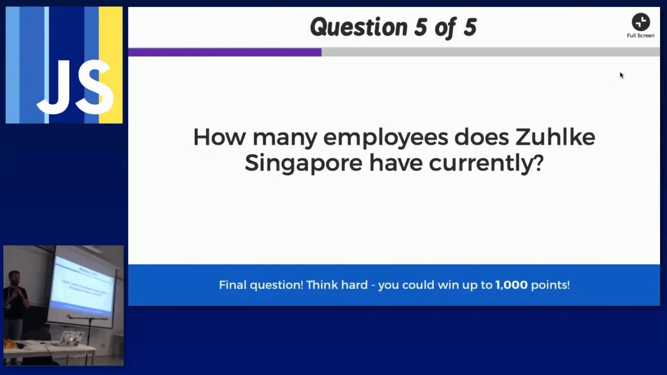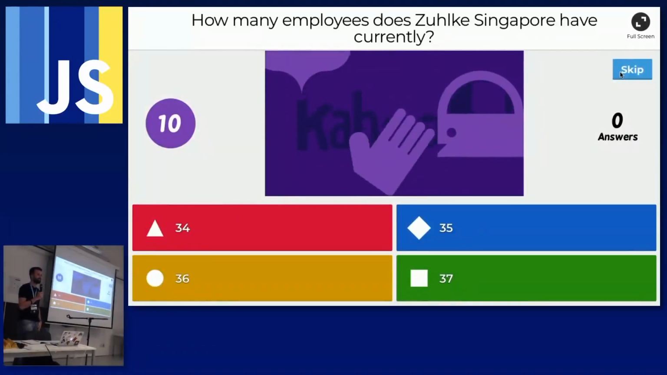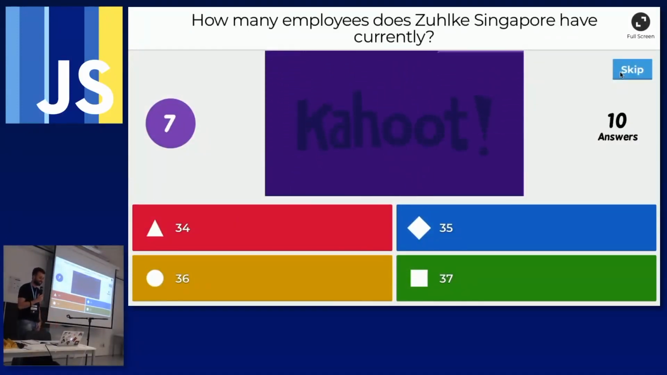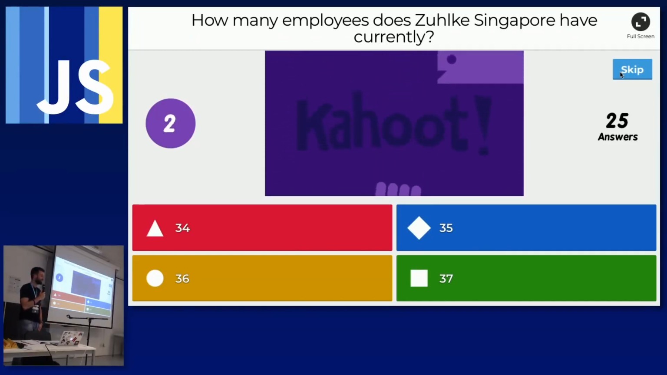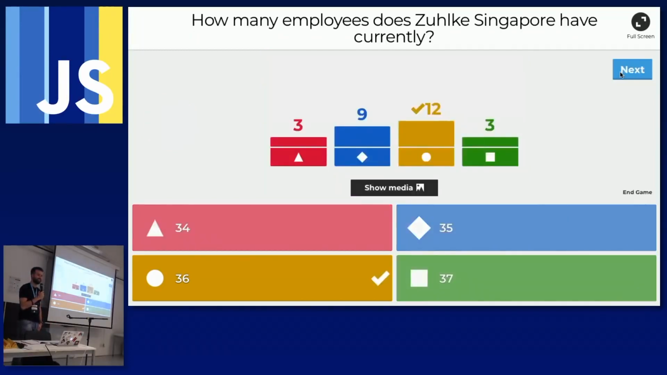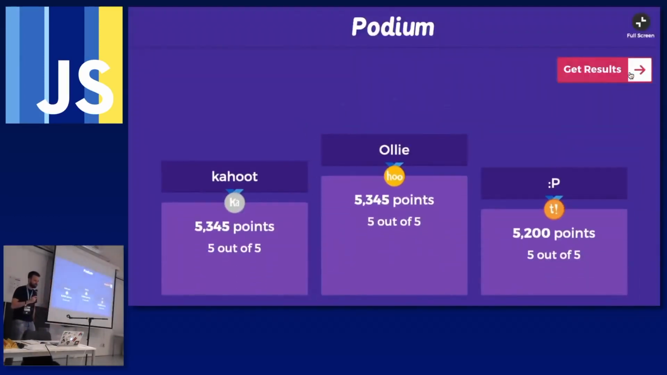How many employees does Sulka Singapore have currently? I mean, there has to be one to decide, right? So is it 34? Is it 35? Is it 36 or 37? Oh, that's a nice curve there. Cool, okay. That was a fun question for the end, so that we definitely have a kind of people on top. So congrats to these 3 people. Come up front in the end. You can collect your Toblerone here.